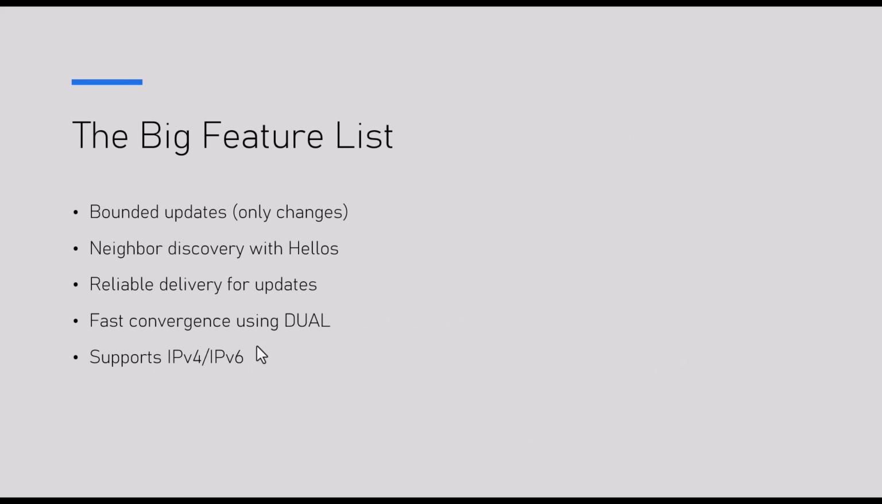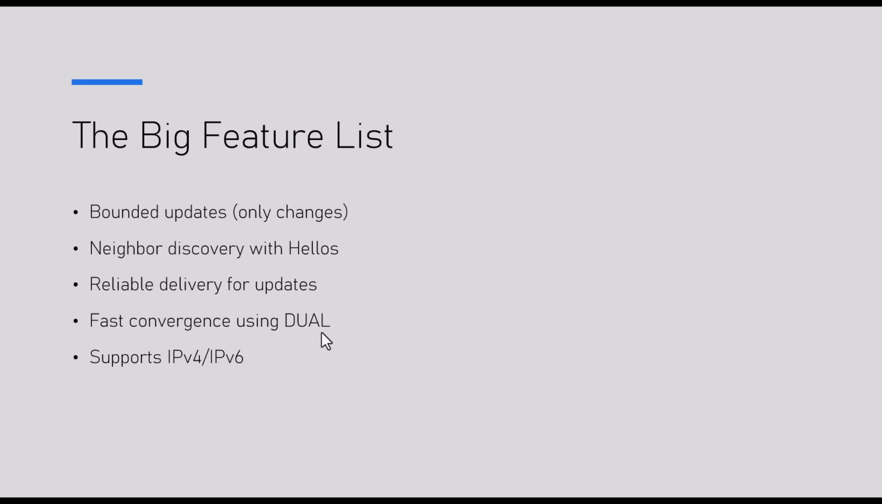Let's go to the next slide. So what we have here is a feature list. If there is no change in the network, I'm not going to send you any update. This means that my network is going to be silent and stable. So I am going to send you an update when there is a change in the network. Neighbor discoveries are going to be done with hello messages. You have seen this in OSPF, and the same thing happens in almost every routing protocol that we have in here. Reliable delivery for updates. Fast convergence using DUAL. This is very fast.